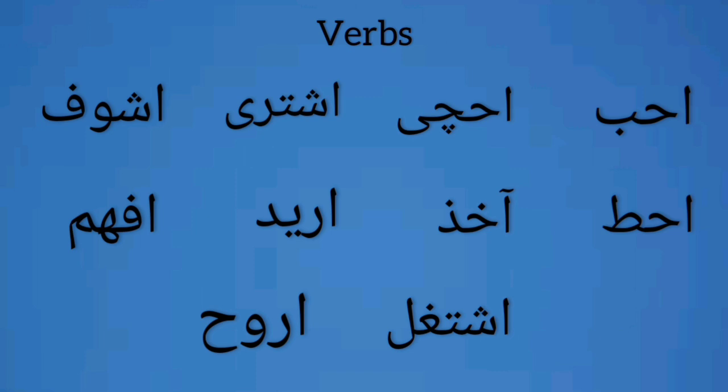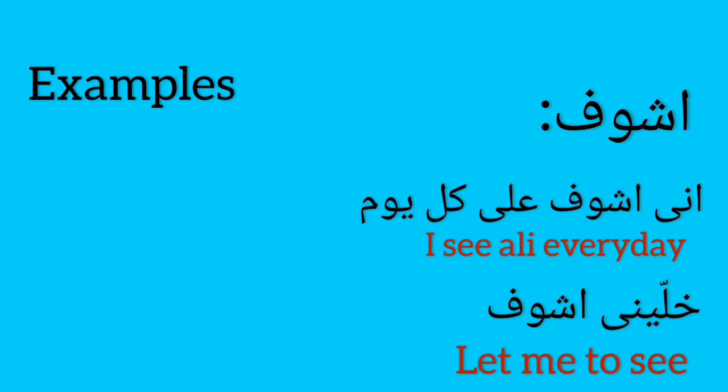The next verb is actually أشوف. أشوف basically means I see, or I watch. For example, مثلا أني أشوف علي كل يوم. I see Ali every day. كل يوم basically means every day. أني أشوف علي كل يوم.